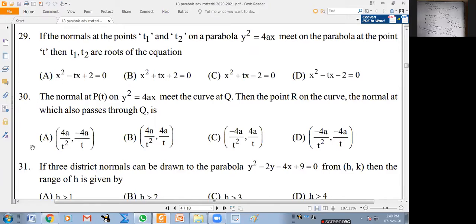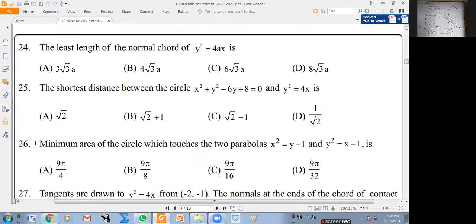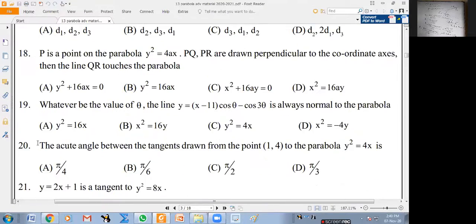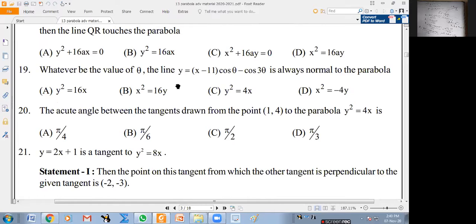Sir, can you do the 19th one? 19. Okay. So whatever theta you take, it is always normal. So you can use the general normal condition and try to compare. You'll be able to find out.